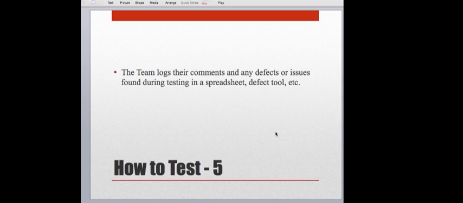Let's see. Step 5 is documenting the defects. So the team should be logging their comments and any defects or issues that are found during testing in either a spreadsheet, a defect tool, whatever it is. Typically for UAT, even if I work for an organization that uses a testing tool like Quality Center or something like that, during UAT, I'm keeping track of the defects in a spreadsheet.